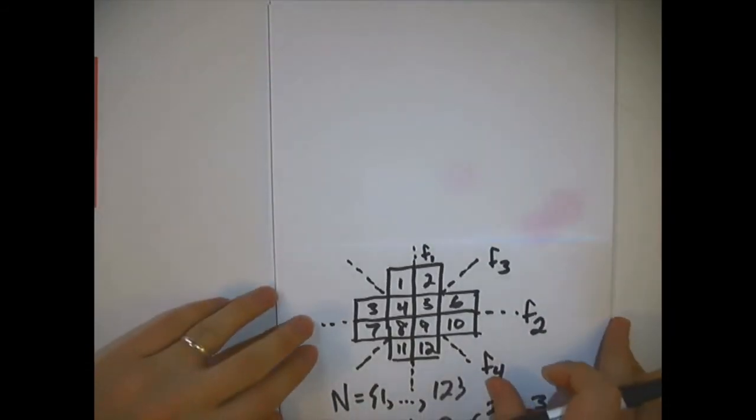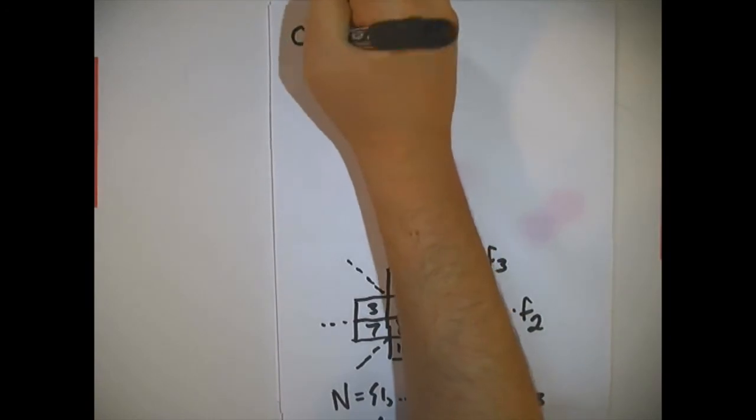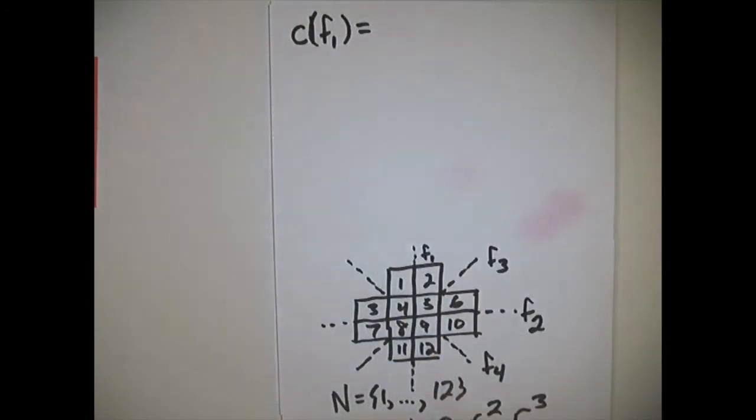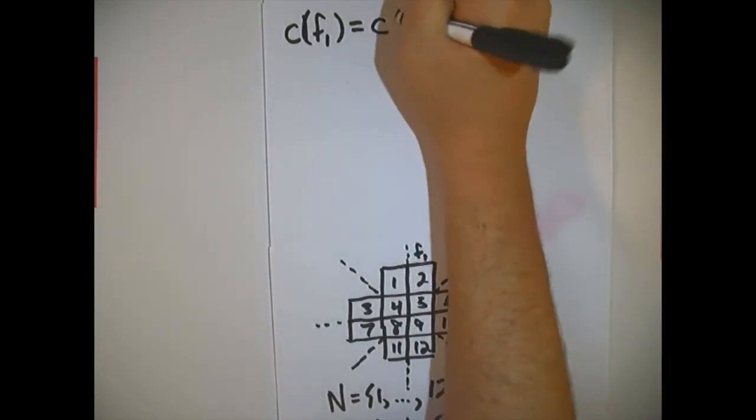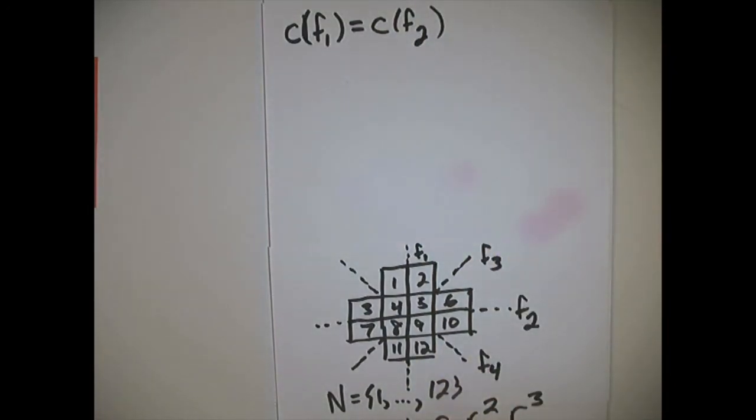Now we have to think about the flips. So I'm going to put this down here so we can keep in mind which flip is which. Okay, and I want to count the cycle number of F1. So that is this. And by symmetry, that's also going to be the cycle number of F2. I'm just going to note that in advance.